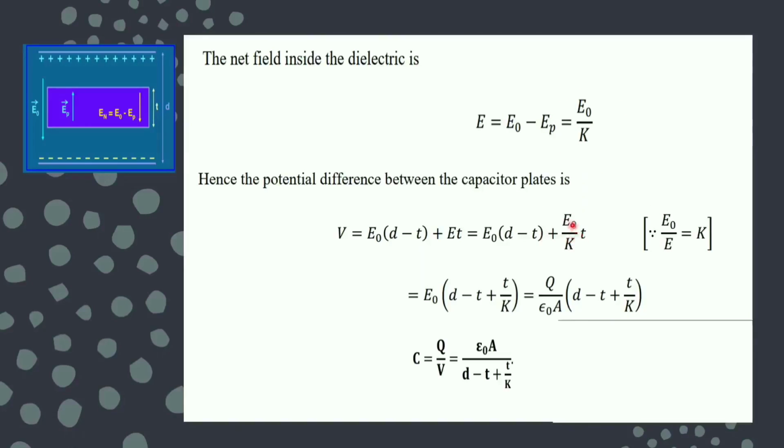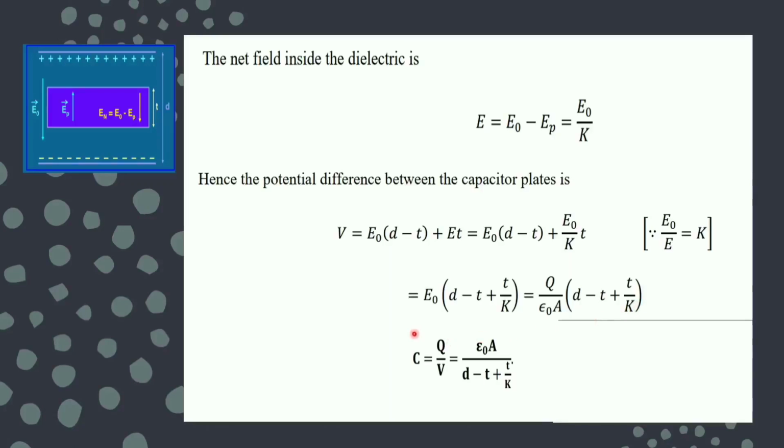that is E naught upon K, into T. E naught is there in both terms, so I can take E naught out as common, and inside I get D minus T plus T upon K. Now I know the value of E naught: E naught equals Q upon epsilon naught A, and inside the bracket I have the same term, D minus T plus T upon K.